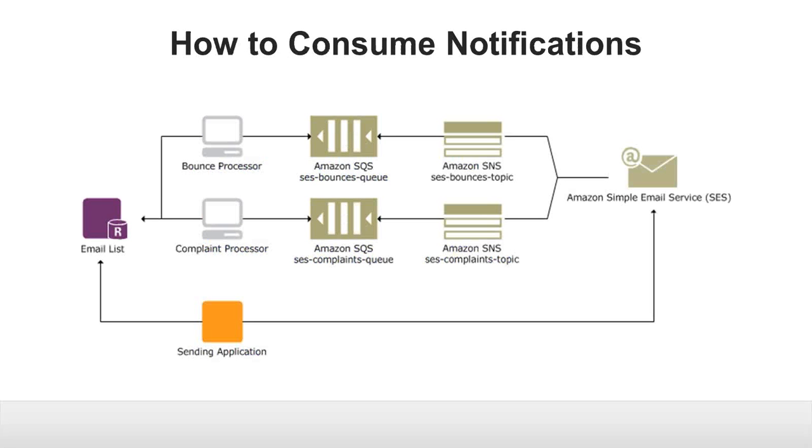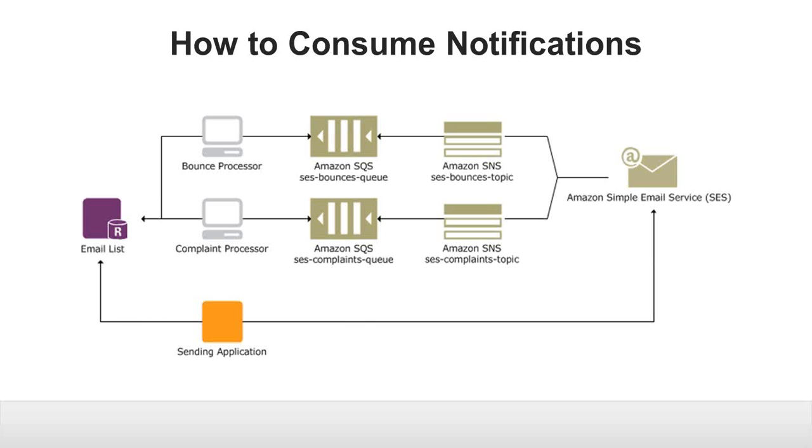Now let's talk about a real-world use case on how you can use bounces and complaints to manage your sending. The scenario is that you have an email list in a data store and you send emails daily through SES using a sending application. Every campaign generates a small number of bounces and complaints, and you would like to keep your mailing list automatically updated so that you do not send to these customers anymore.